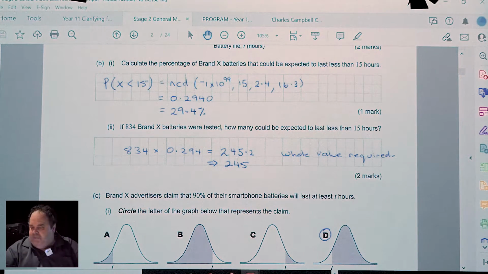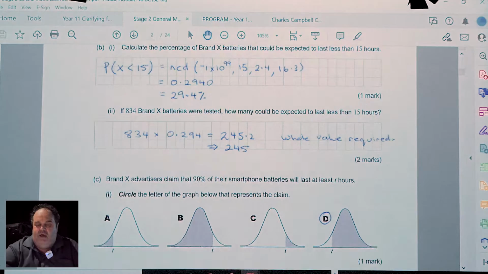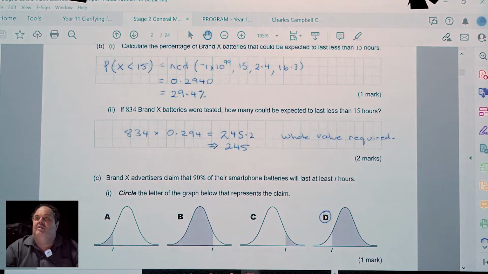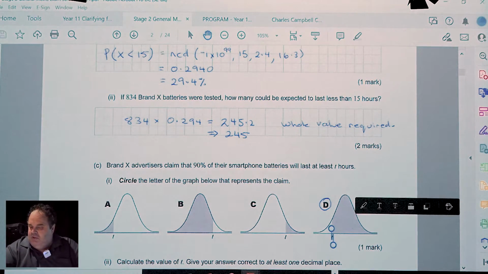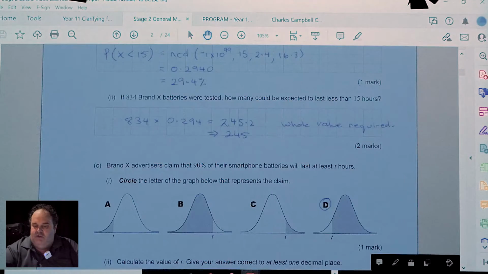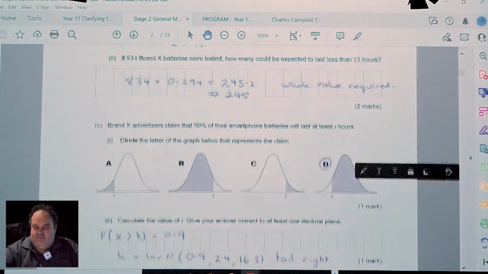Part B wants an integer value, so you need to put an integer. It has to be a whole number. That's where the students lose their mark. They just give up that easy mark. They're leaving it as a decimal. They're not worried about saying batteries or putting units in. Without the integer, as I said, 1 mark.